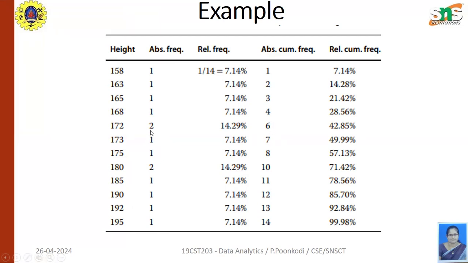5 plus 2, 4 plus 2, 6, 6 plus 1, 7, 7 plus 1, 8. The same value we have to write here. Then for absolute cumulative, we add the previous value with this absolute frequency: 1 plus 1 is 2, 2 plus 1, like that, 13 plus 1 is 14. This denominator is also 14. And for the relative cumulative frequency, as usual, we use 1 divided by 14, then 2 divided by 14, 3 divided by 14. The relative cumulative frequency percentage comes to around 100%.